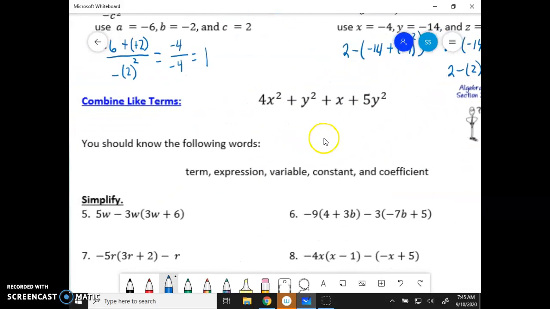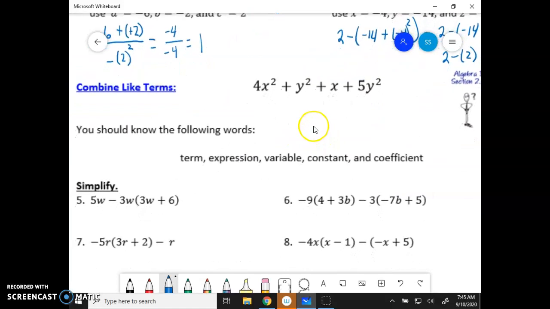Okay, moving on, combine like terms. So like terms have to have the same variable, so the same letter, and the letters have to be raised to the same power. Okay, so just as an example, 4x squared and this x to the power of 1 are not like terms because they are not raised to the same power.